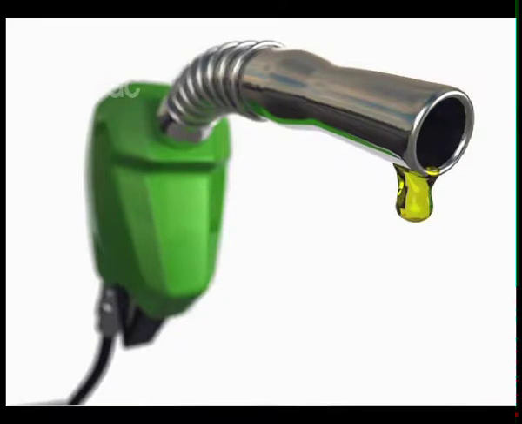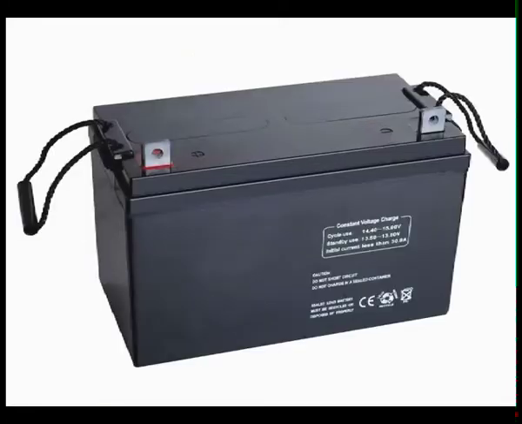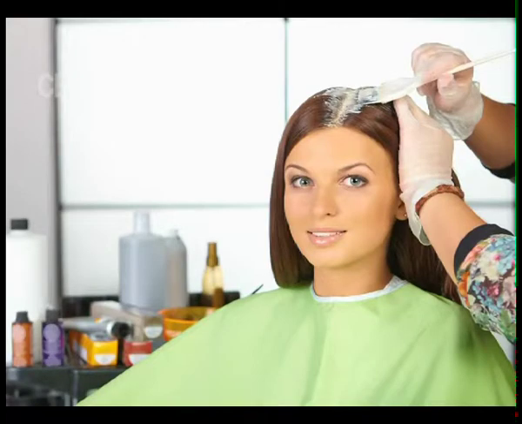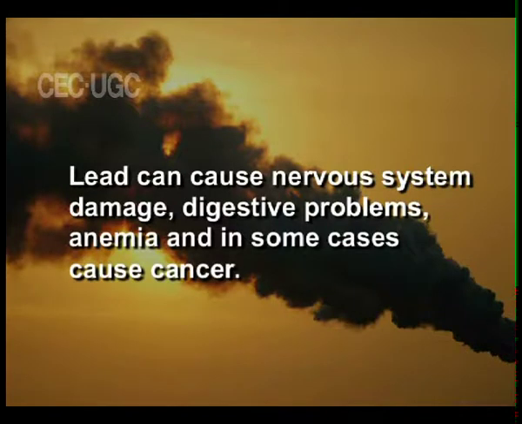Automobiles running on petrol mixed with lead are the main sources of lead in air and reach to human, plants and animals. Lead is present in diesel, lead batteries, paints, hair dye products, etc. and contribute to particulate pollution. Lead can cause nervous system damage, digestive problems, anemia and in some cases can also lead to cancer. The young and the elderly people are most susceptible to the harmful effects of lead.